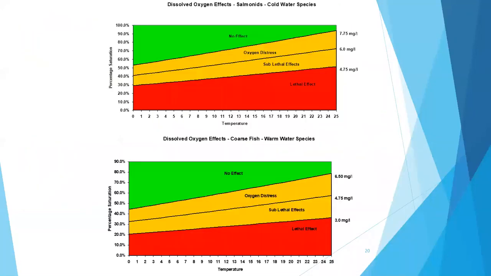Next slide, please, Alex. I won't labour this point. This is just to show you the importance of dissolved oxygen and its impacts on cold water species at the top, which is our salmonids, and our coarse fish species in the bottom, and where we're really aiming to be for that comfortable range, if you like, for most of our fish species.